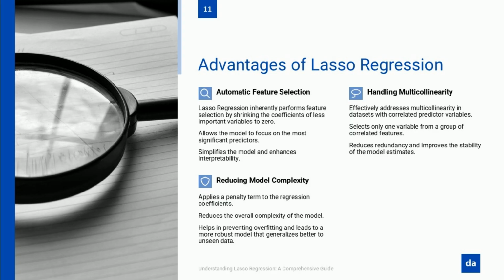Now that we've seen Lasso's strengths, the next question is, how does it stack up against ridge regression? Both methods use regularization to improve predictions, but they do it in different ways. One shrinks coefficients to zero, the other spreads out the penalty more evenly. But which one should we use and when? That's what we're tackling next, so stay with me.